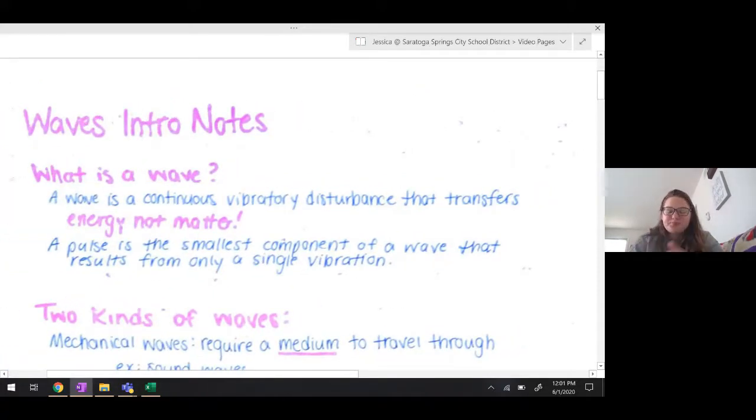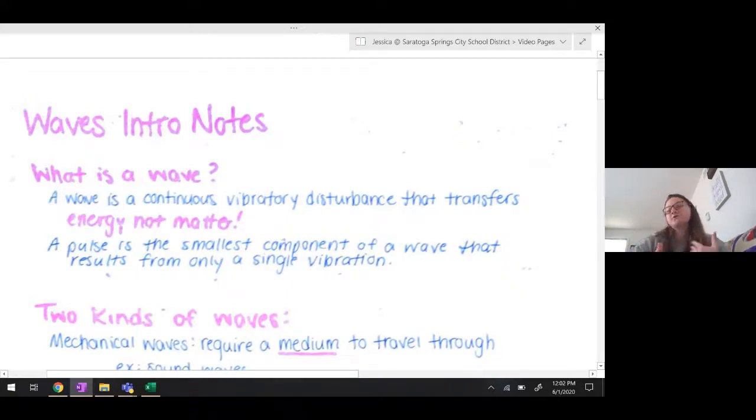So what is a wave? Well, a wave is some sort of continuous vibratory disturbance that transfers energy and not matter. So it's how we get energy from, let's say, the sun to Earth, or how my sound waves travel from my vocal cords to your ears, anything like that. So it is an energy transfer method, and it comes from something vibrating initially.